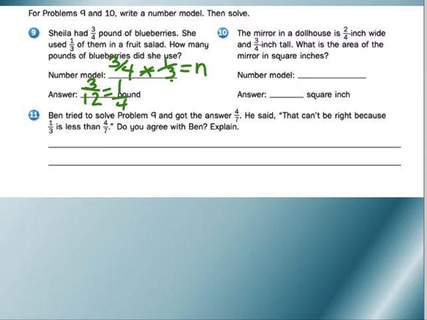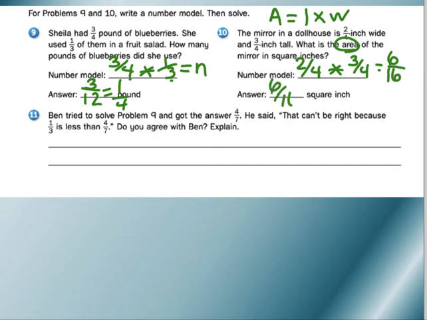Okay. Number 10, the mirror in a dollhouse is 2/4 inch wide and 3/4 inch tall. What is the area? And remember, the formula for area is length times width. So we have 2/4 times 3/4, and we end up with 6/16. Sorry, that should be 6/16.